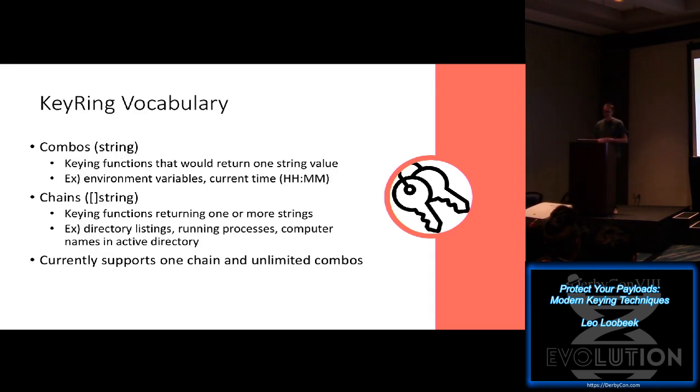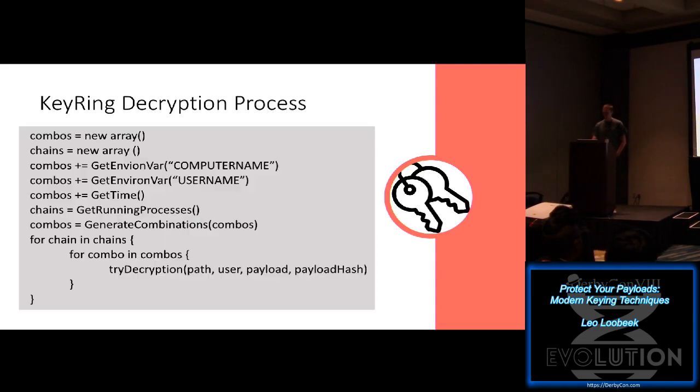There is some vocabulary. A keying function that returns only one string would be called a combo. That would be like your environmental variables. And a keying function that returns a chain, a string of arrays of one or more strings, would be called a chain. That might be like your directory listings. Currently, KeyRing supports one chain and unlimited combos.